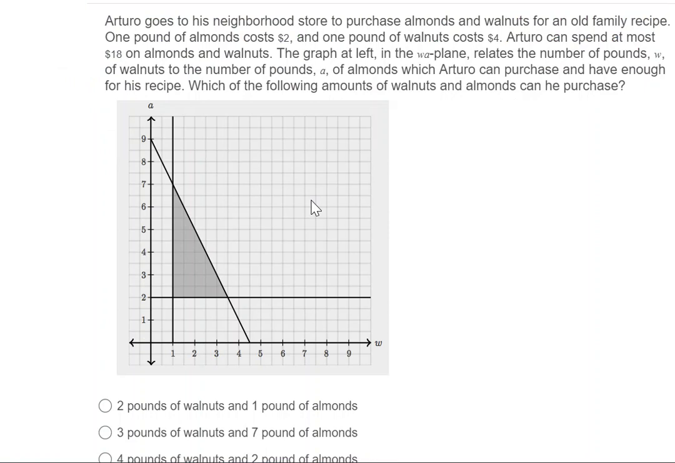We now have to see which point satisfies the inequality. 2 pounds of walnuts and 1 pound of almonds would be at point 2, 1. If we look for 2, 1, we can see that it does not lie in the region, so it does not satisfy the inequality. 3, 7 would lie also outside of the shaded region, so it too does not satisfy the inequality.